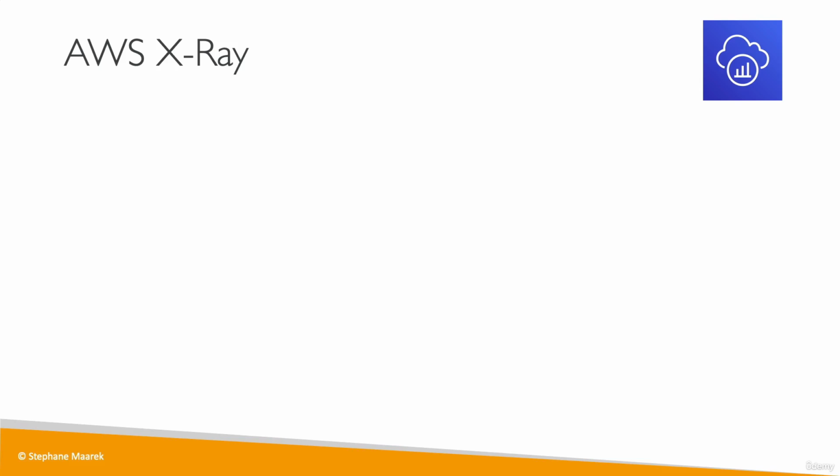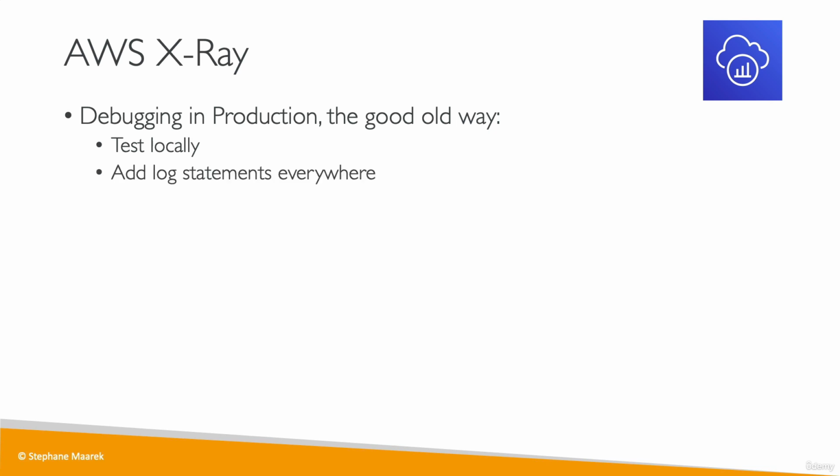Now let's talk about another service that's called AWS X-Ray. By default, some people do debugging in production, so when your application is actually deployed. The good old way, you would test locally, then you would add log statements anywhere, maybe look into CloudWatch logs, then you would redeploy in production, and then see if you can find the problem this way.